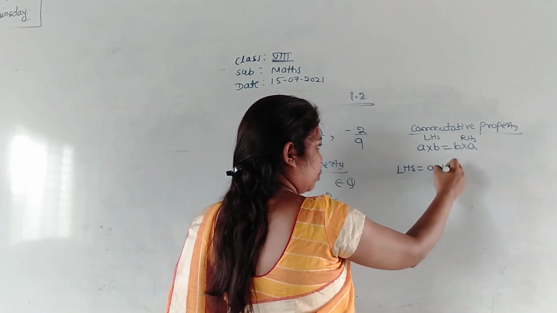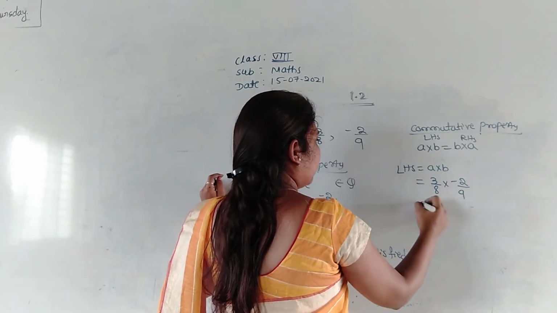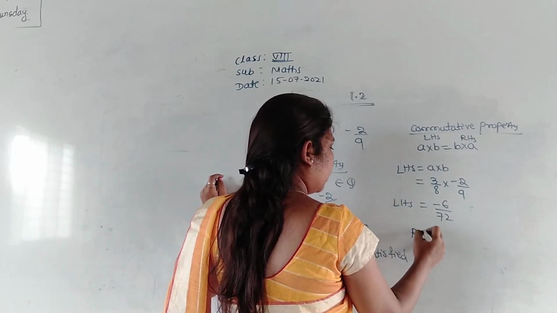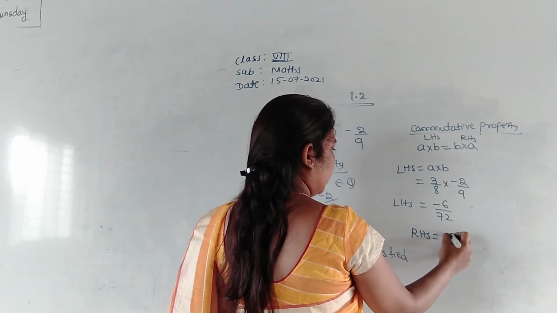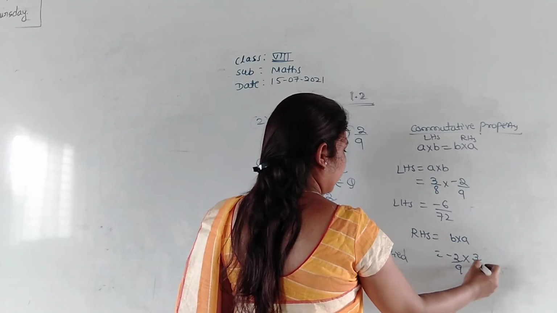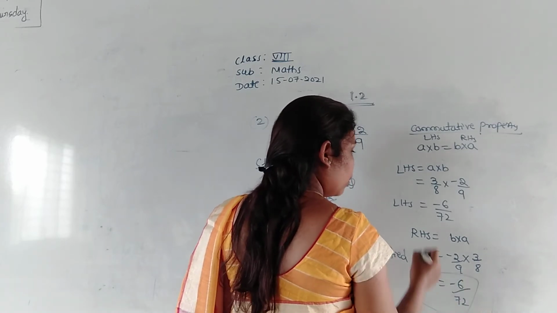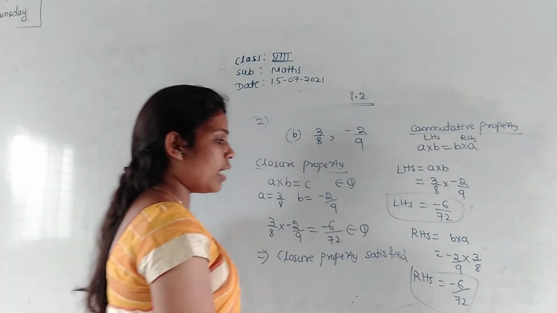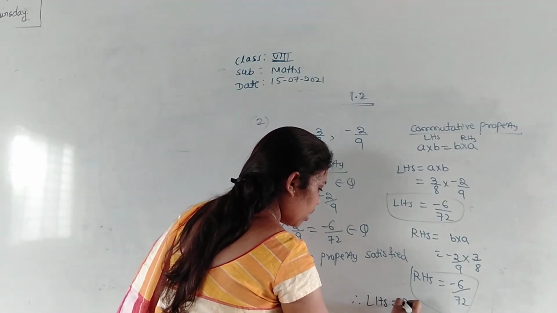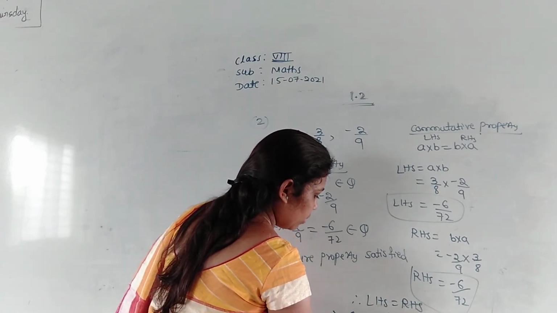LHS is equal to A into B, that is 3 by 8 into minus 2 by 9. That will be minus 6 by 72 here. Now RHS, take the RHS value, that is B into A. So B value is minus 2 by 9 into 3 by 8. That is also minus 6 by 72, right? So that will be the RHS here. So LHS is minus 6 by 72 and RHS is minus 6 by 72. Therefore LHS is equal to RHS, which implies that commutative property is satisfied.